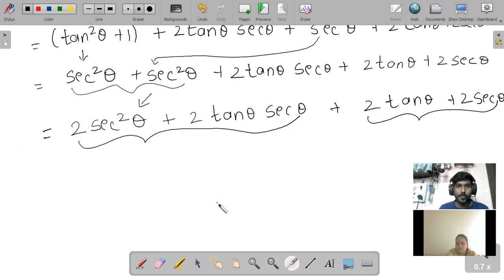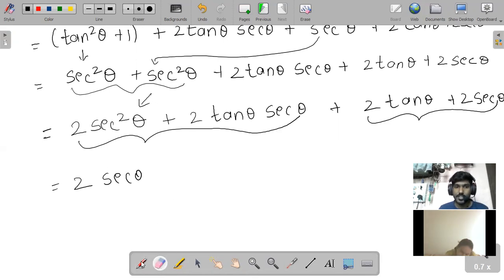In the first two terms, what can you see common? What is common between this and this? 2 and theta. And even sec theta. This is sec theta and that is sec square theta, but sec square is nothing but sec theta into sec theta. So sec theta is common in both, 2 and sec theta is common.